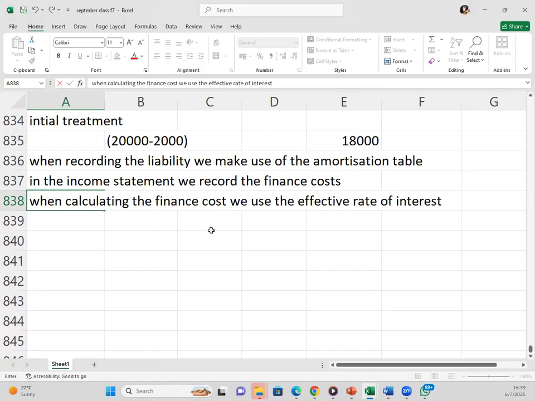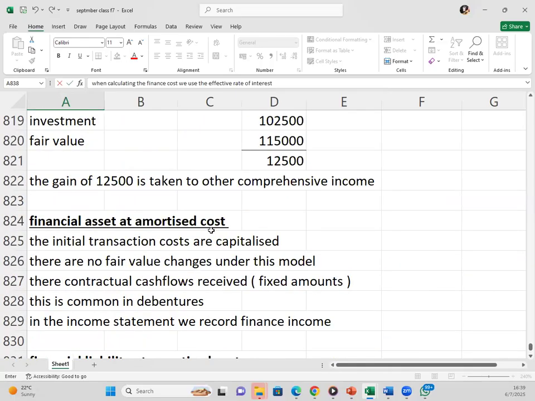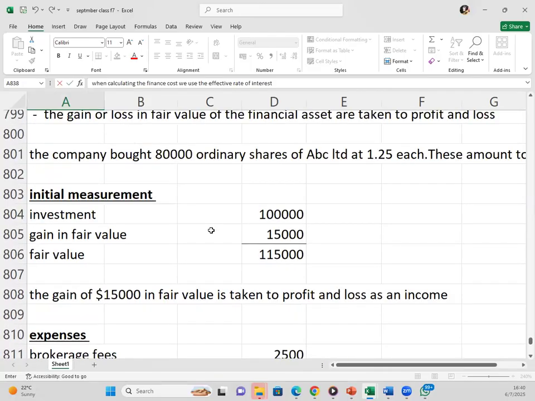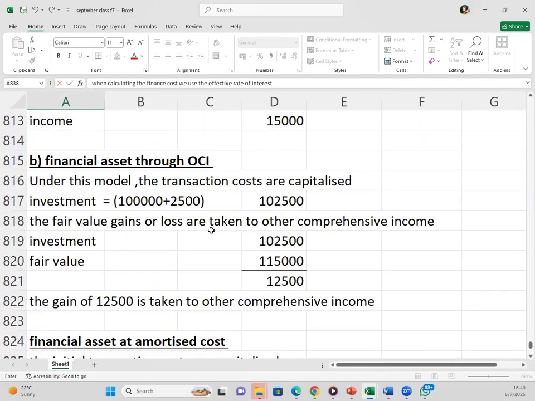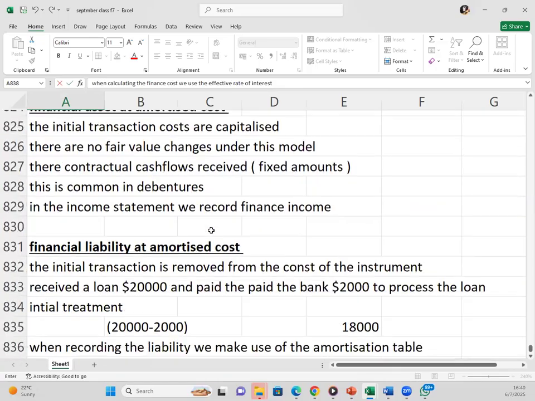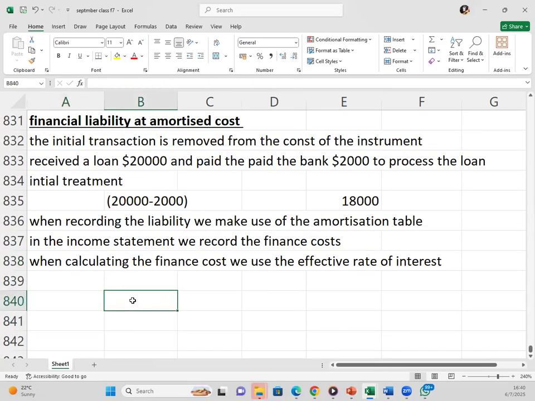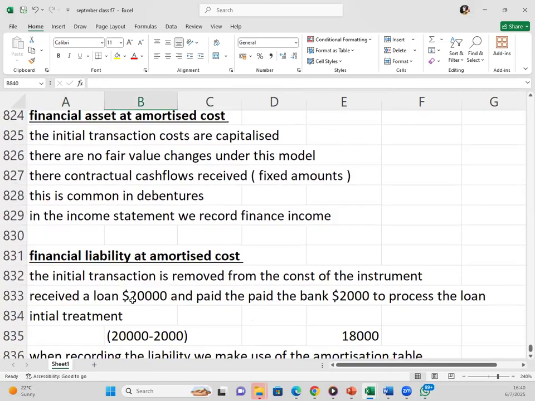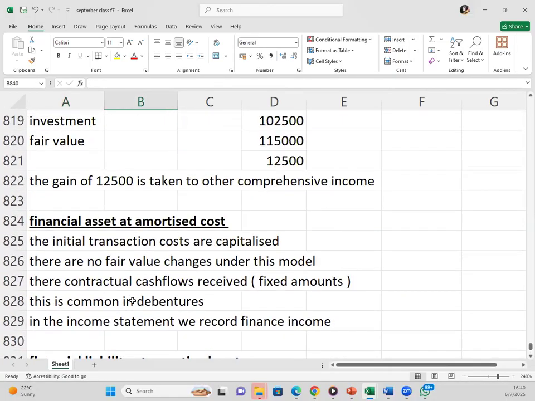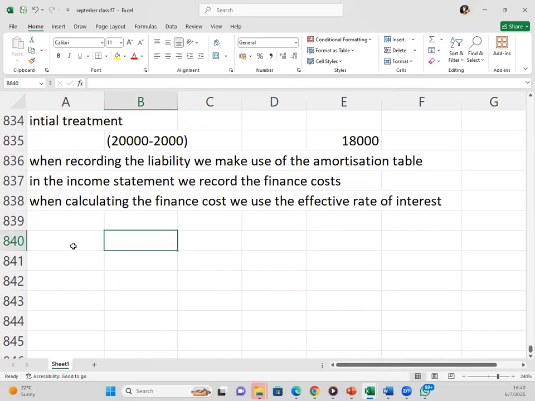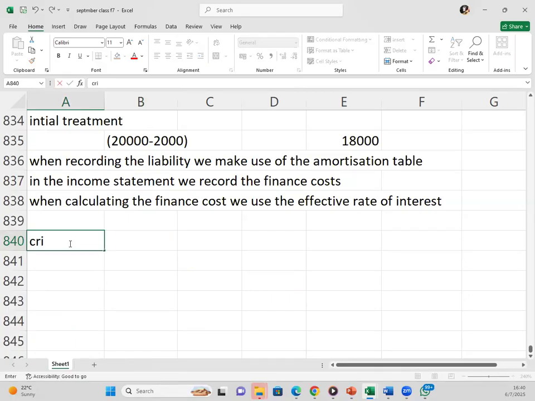So I have given you an example for the first one and the second one. For amortized cost, don't worry, I'll give you a full example, on how we account for this if it is a financial asset at amortized cost or a financial liability at amortized cost. But before we get there, let's look at the criteria, the guiding criteria.